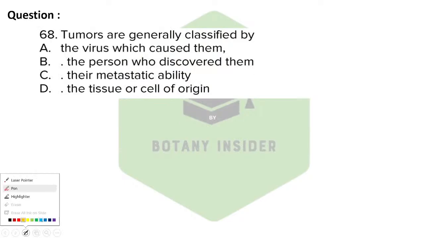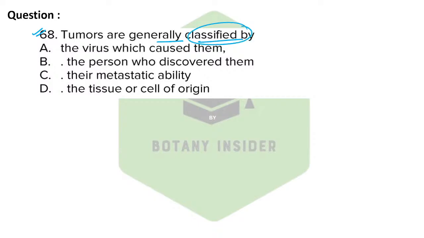One more question, give it a try to this. Tumors are generally classified by which of the following? First option, the virus which caused them. Second, the person who discovered them. Third, their metastatic ability. Fourth, their tissue or the cell of origin. Very, very simple question.